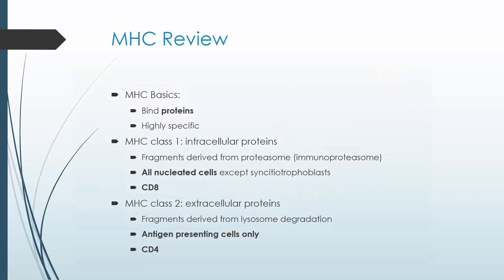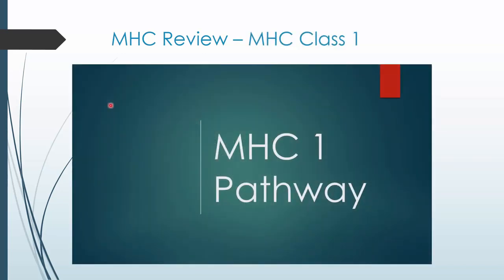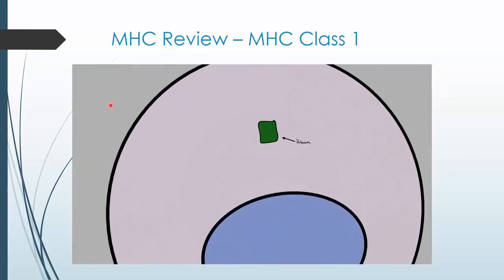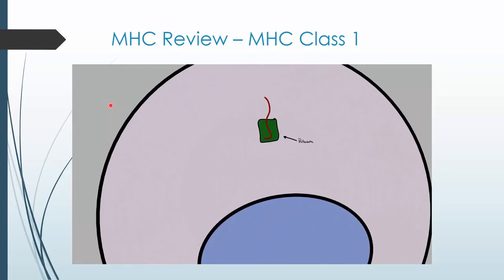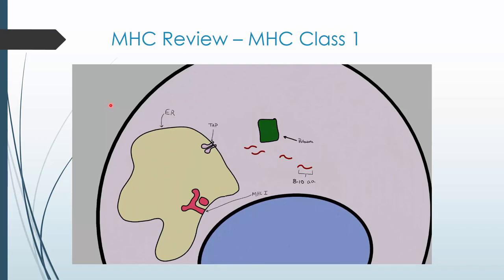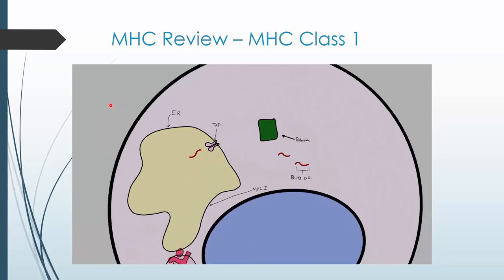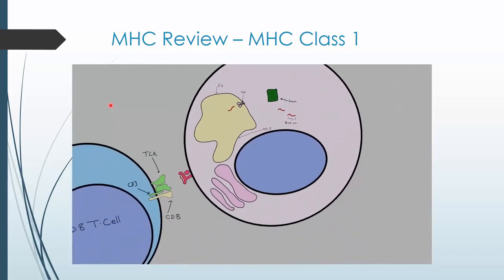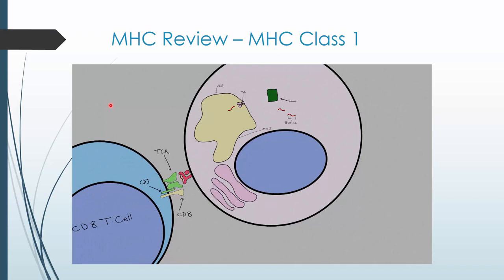So let's quickly review these pathways. MHC class 1 begins in every cell in the body with the proteasome. Peptides are broken down by the proteasome into fragments about 8 to 10 amino acids in length. From there, they're transported to the endoplasmic reticulum using TAP. Once in the endoplasmic reticulum, they can bind to MHC class 1. When MHC class 1 has a peptide fragment bound, it moves to the Golgi and is then exported to the surface, where CD8 T cells can come and monitor those peptides. Okay? That's MHC class 1.